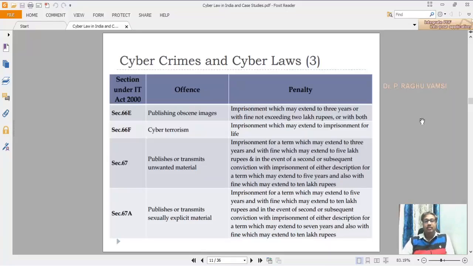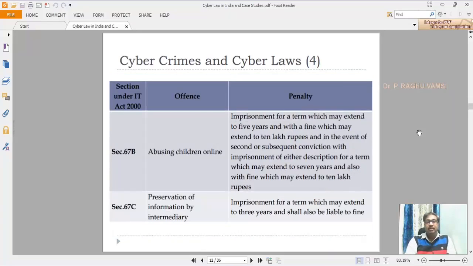Section 67A, publishing or transmitting sexually explicit material. So this is a very serious crime. Imprisonment for a term which may extend to 5 years and with fine which may extend to 10 lakh rupees. In the event of a second time, the imprisonment may go up to 7 years, with a fine of a maximum of 10 lakh rupees.